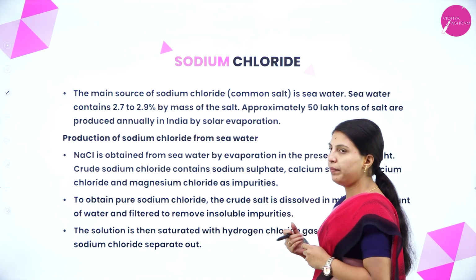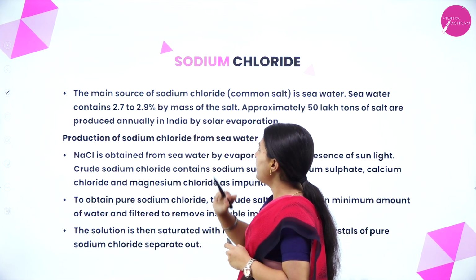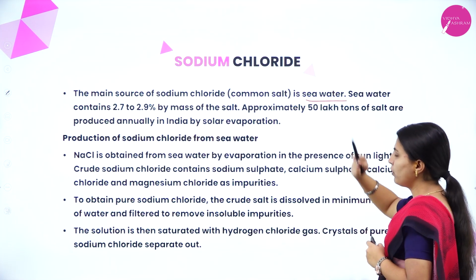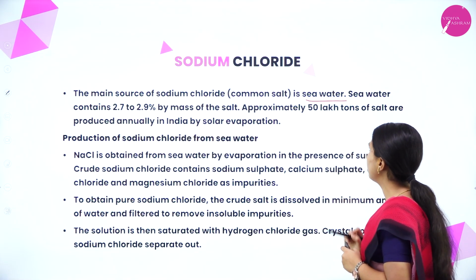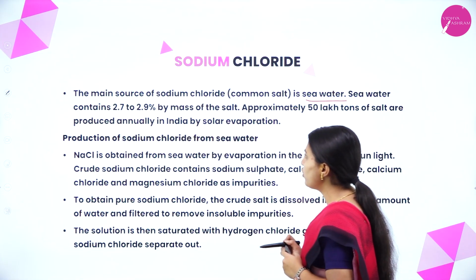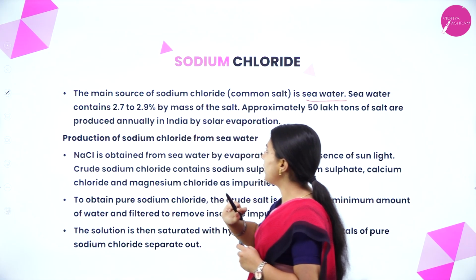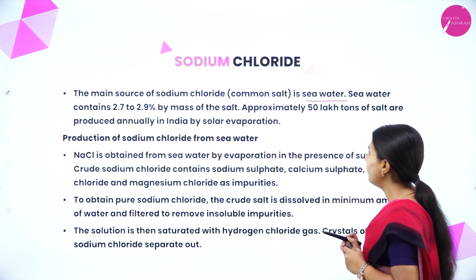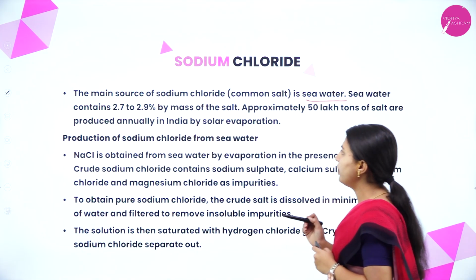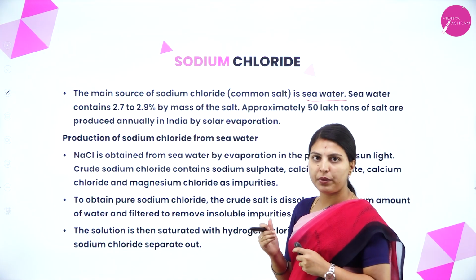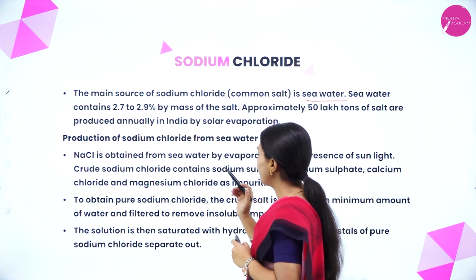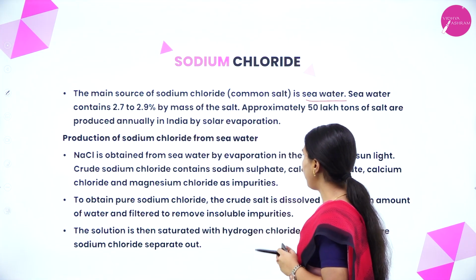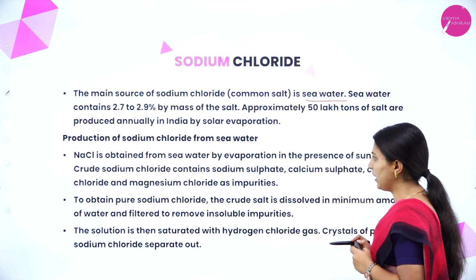Next, sodium chloride. The main source of sodium chloride is seawater, where usually we will get NaCl. Seawater contains 2.7 to 2.9% by mass of the salt. Approximately 50 lakh tons of salt are produced annually in India by solar evaporation. Production of sodium chloride from seawater: NaCl is obtained from seawater by evaporation in the presence of sunlight.